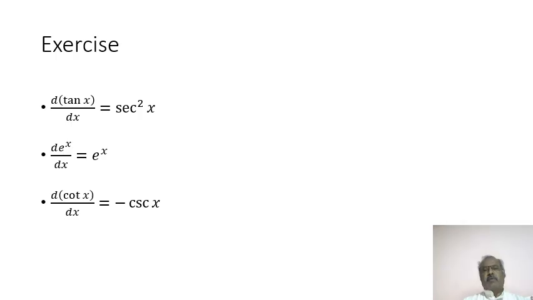Here are some standard forms. d of tan x with respect to x is sec square x. d of e raised to x dx is equal to e raised to x. d dx of cot x is equal to minus cosec square x. You can transform these questions using different functions and identities in place of the variable x. Try to do it. If you work even on one question a day for several days, you will master these ideas.